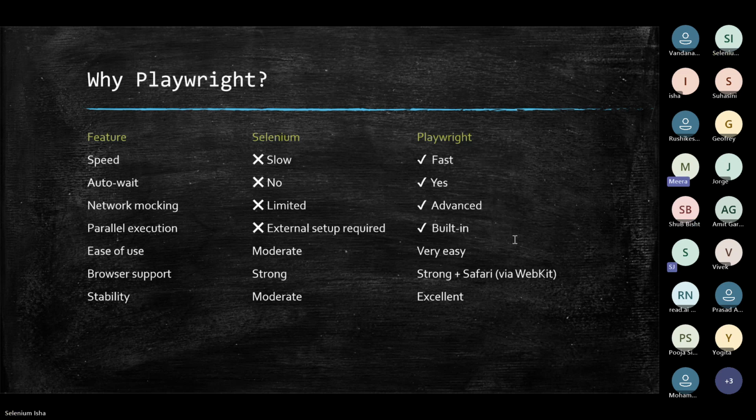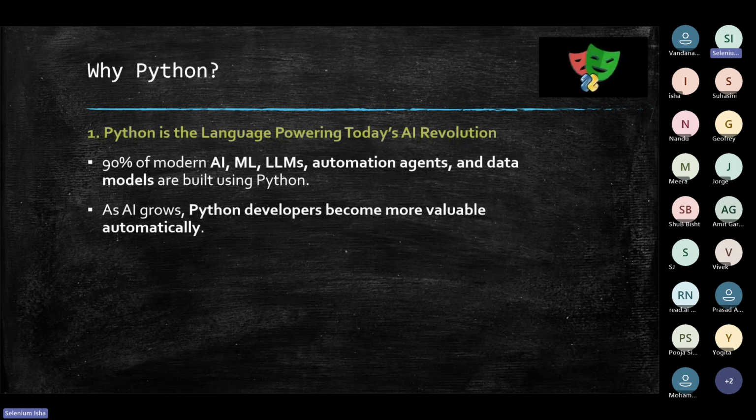Why Python? Why not TypeScript? I have heard multiple questions. You're asking why Python over TypeScript. Guys, in the present market, we have good demand for JavaScript, for TypeScript, and also for Python. But why Python alone? Because if you see in the market, everyone is moving towards AI and ML, right?